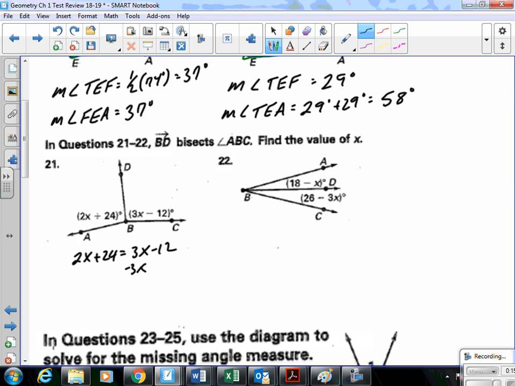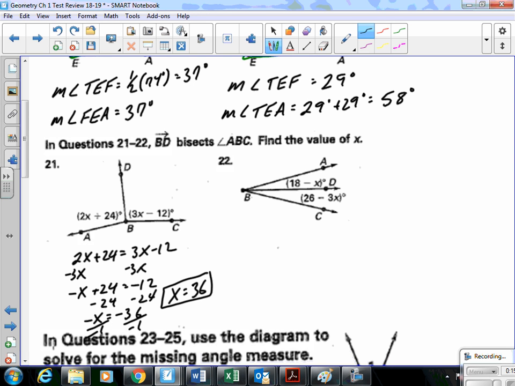So subtract 3x. So negative x plus 24 equals negative 12. Move the 24 over by subtracting. Negative x is going to equal negative 36. And divide by negative 1 to get that to be positive. So x is 36.